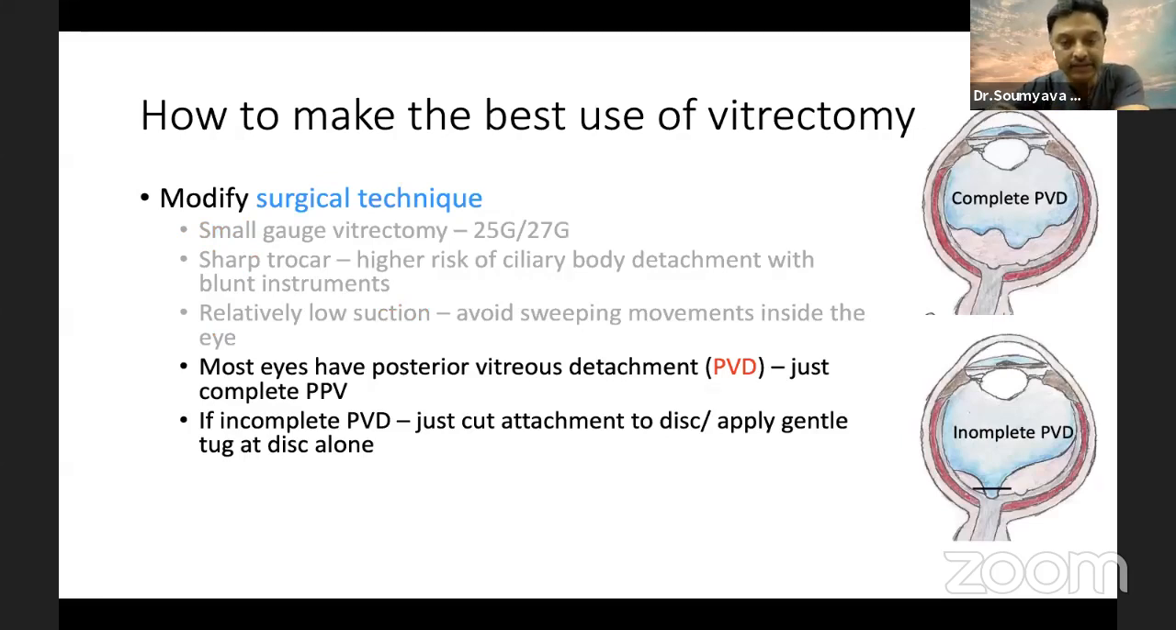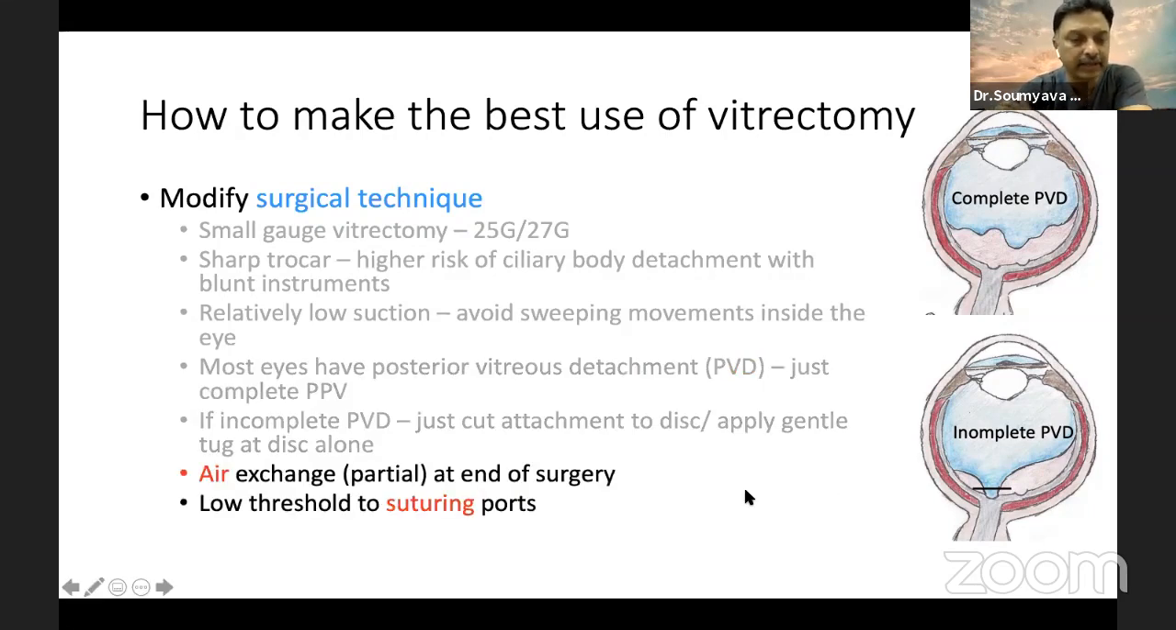Now, this is very interesting. Most of the objection to operating in an inflamed eye is about inducing PVD. But if you go into these eyes, the majority of them will have a complete PVD, so you don't have to induce a PVD in these patients. In the remaining patients, there'll just be a stump that is attached to the disc, and this can be either cut at the disc itself, or a gentle tug can be applied to the disc, and the remaining vitrectomy can be completed without any additional suction on the vitreous.